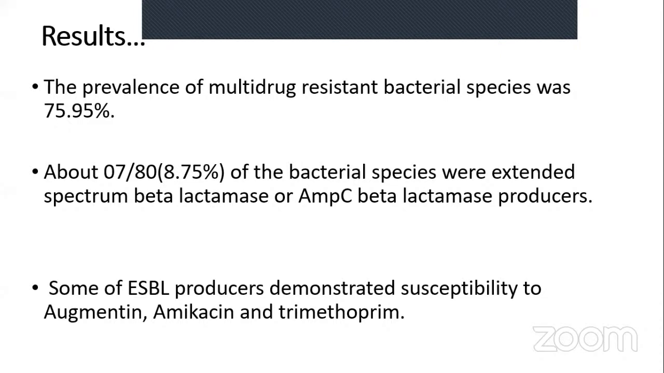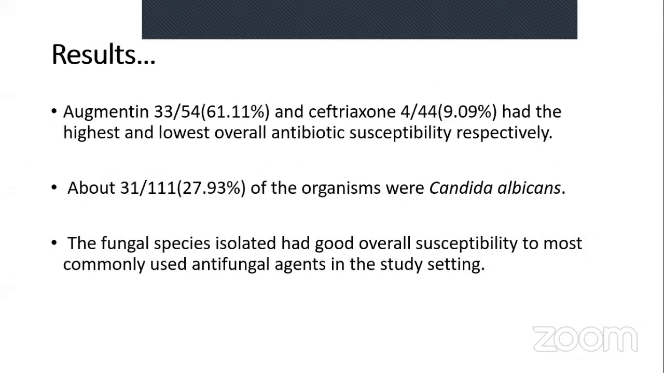Among these multi-drug resistant organisms, around 8.75% were extended spectrum beta-lactamase producers. However, some of these organisms were susceptible to augmentin, amikacin, and trimethoprim. Concerning the antibiotics, augmentin had the highest and ceftriaxone had the lowest overall susceptibility. The fungal organisms accounted for 27.93%. However, these fungal species, Candida albicans, had good overall susceptibility to the antifungal agents that we use in our settings.